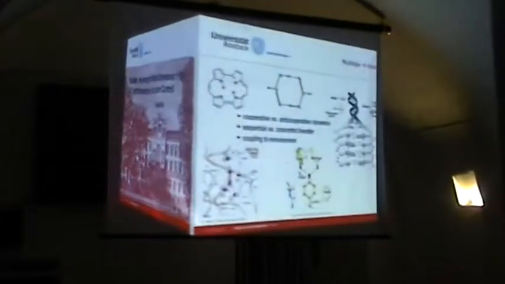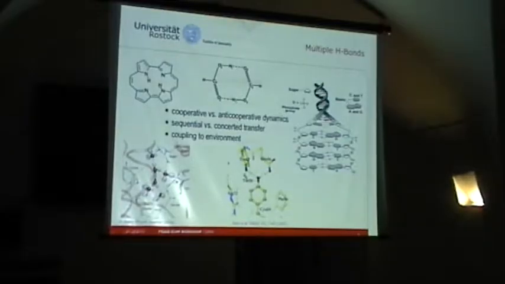Normally you think of a hydrogen bond like A-H-B or so, but when you go to more complex systems, you quite often have double hydrogen bonds. So this is an intramolecular double hydrogen bond in a molecule which is called porphyrin, which pretty much reminds you of porphyrins. I will come back to this one later.